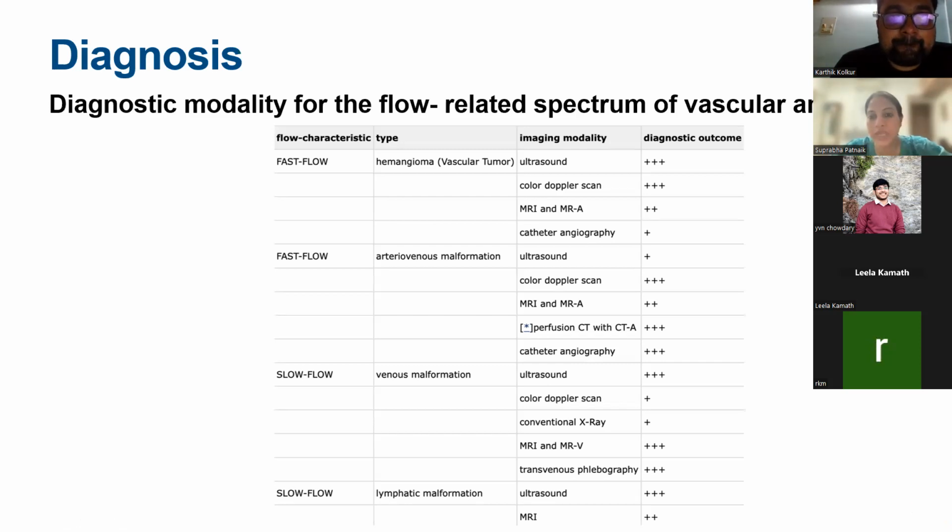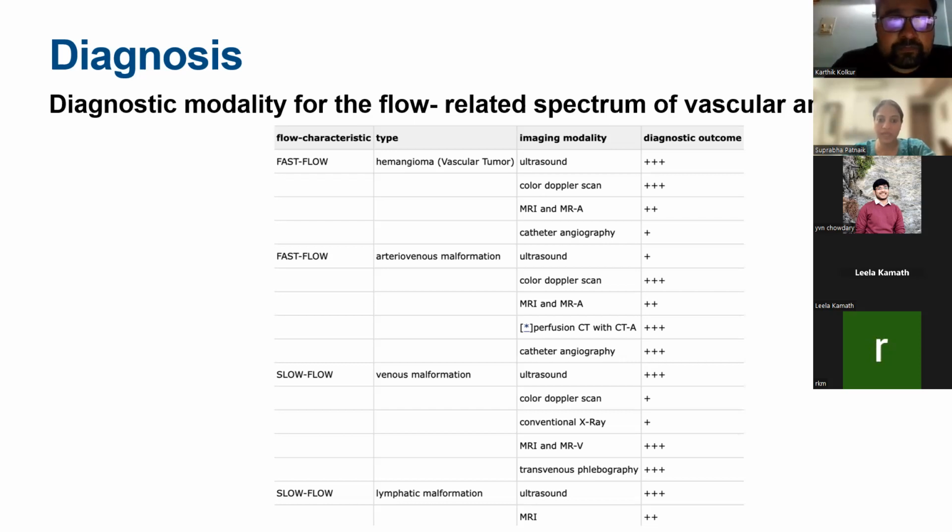So we'll just continue, to recap today's presentation. As all of us would have recognized, it is very important to first identify a vascular anomaly and then categorize it either as a vascular malformation or a vascular tumor or hemangioma. And for the diagnosis, imaging plays a very crucial role. As we can see in this table, as per the type of flow, the flow characteristic, various imaging modalities can be utilized, with various degrees of diagnostic outcomes.